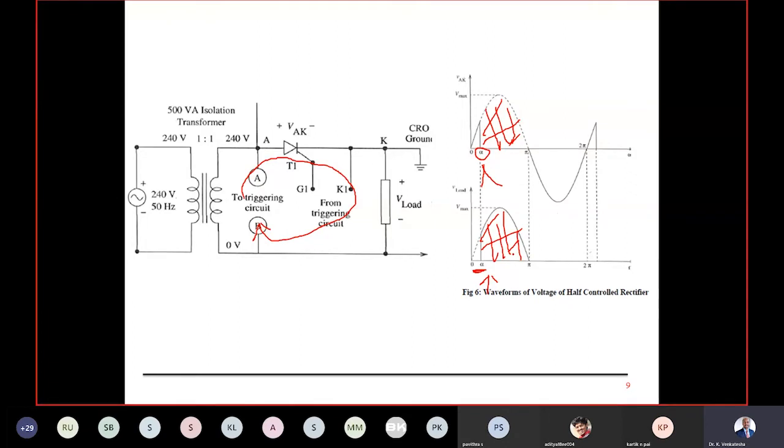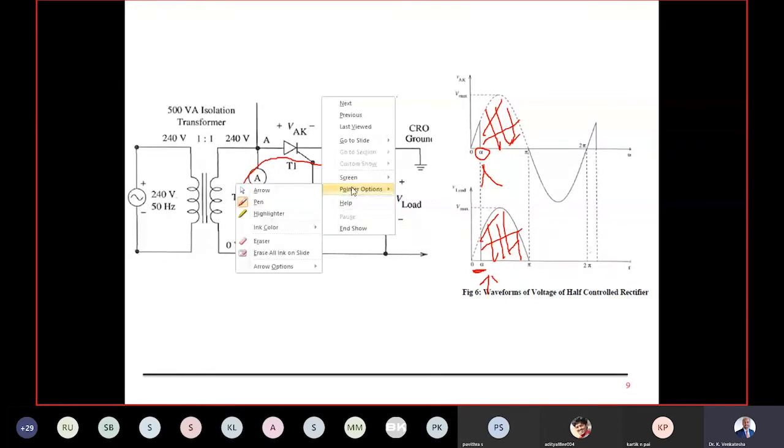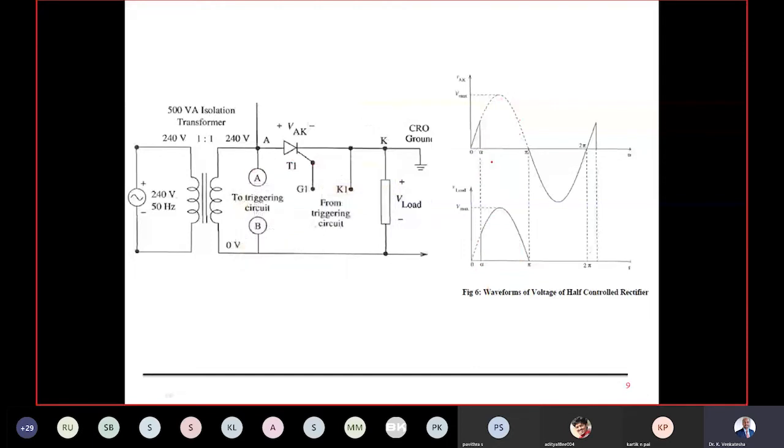Why is it chopped? Because the switch is conducting only from alpha onwards. Till then I don't have any control. Till alpha, the circuit current won't flow, because the switch is in the off state.